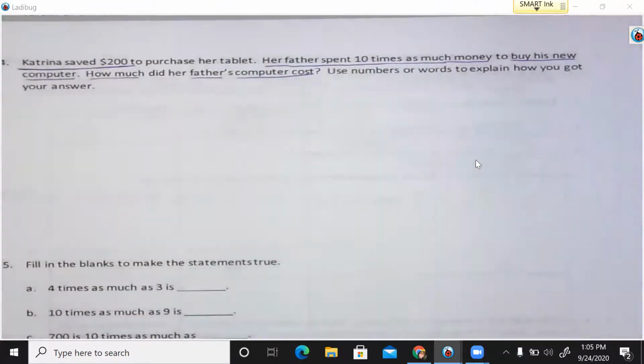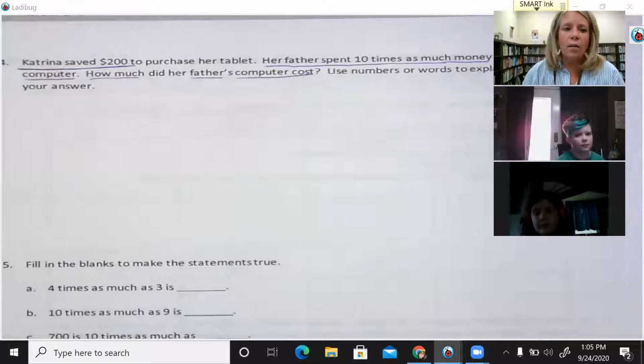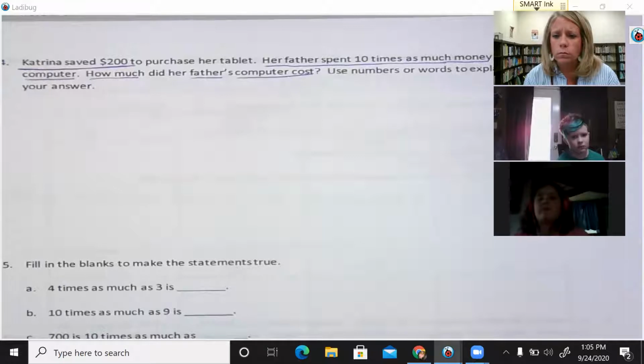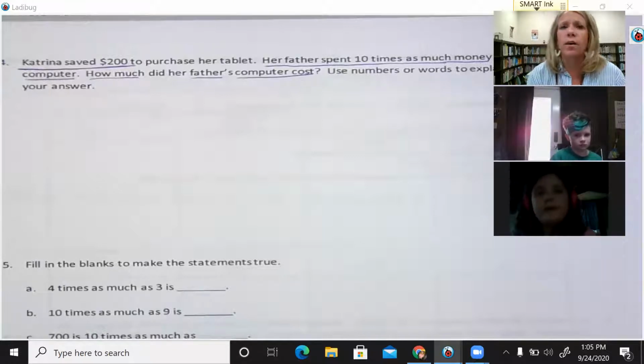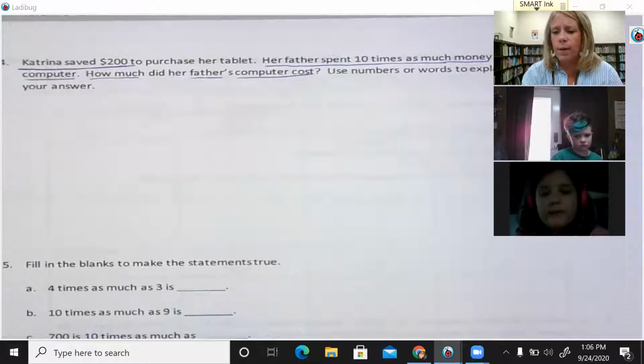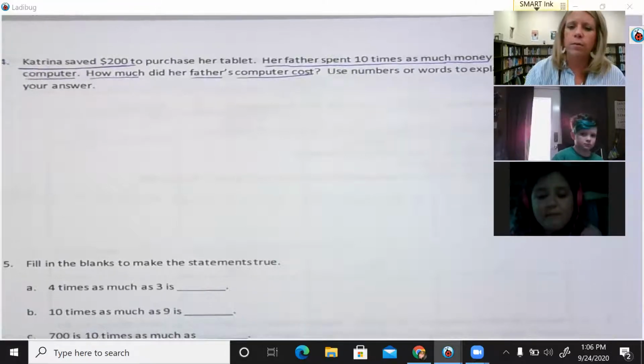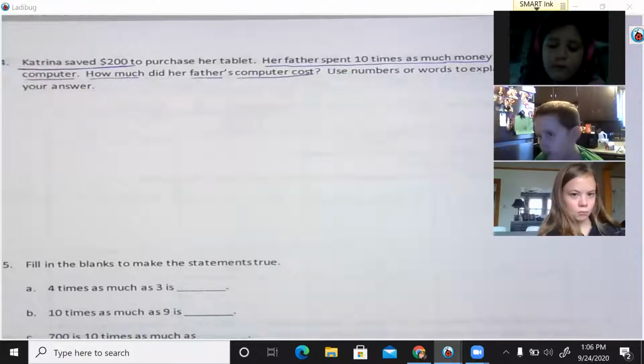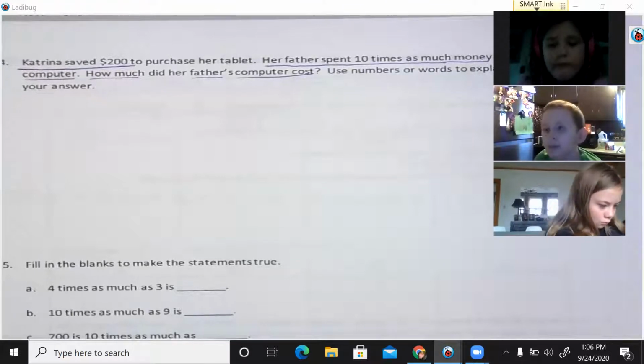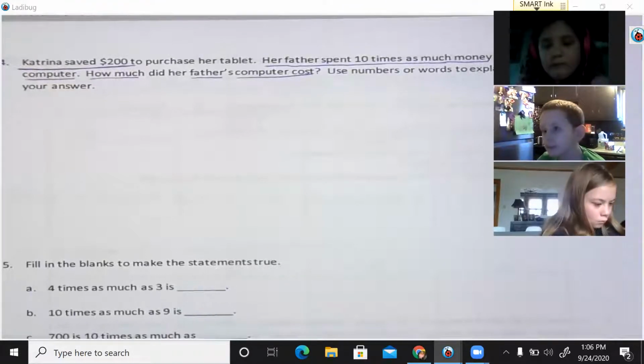So let's first talk about what's the gist of this problem? Who can tell me, without giving me any numbers, just what's this problem about? Is it about Chloe going to the store? Is it about Olivia going to a fair? Is it about Kelly needing to build a fence around her house? What's this story about? Nina?